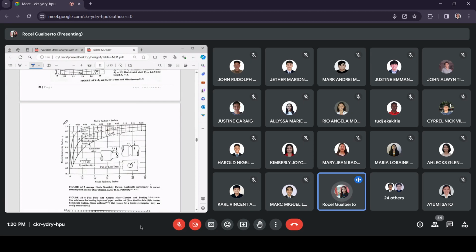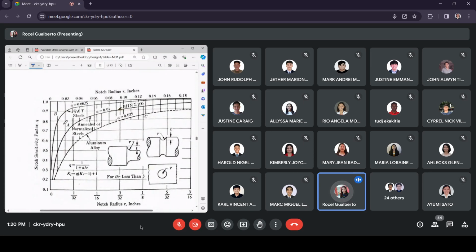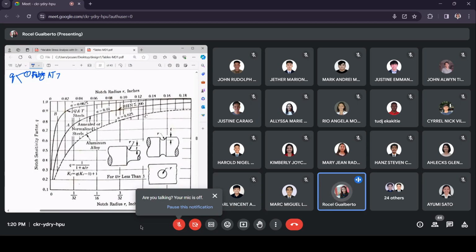Okay, so this is figure AF7. How do you use figure AF7? This will be used to obtain the value of Q. The Q can be obtained in two ways. The first one is to use figure 87. So how do you use figure 87?